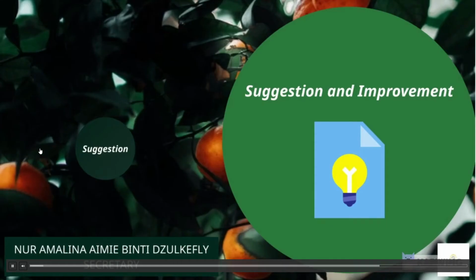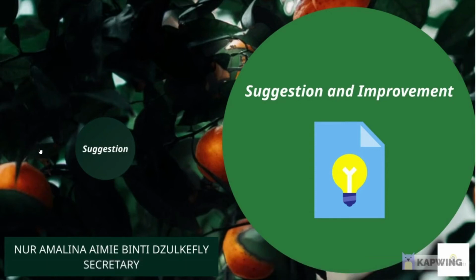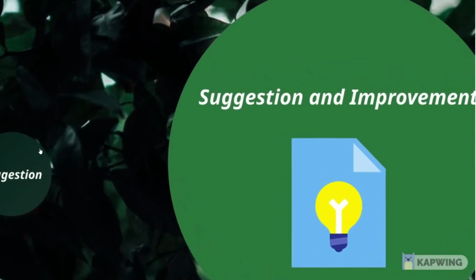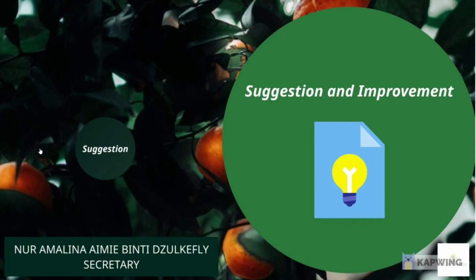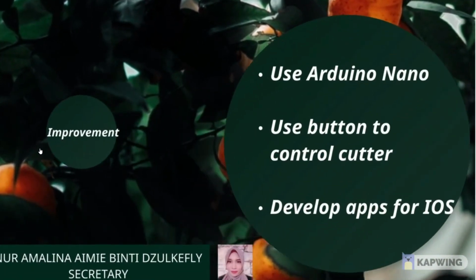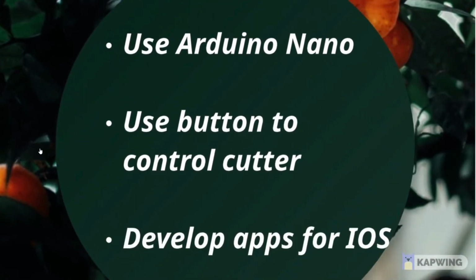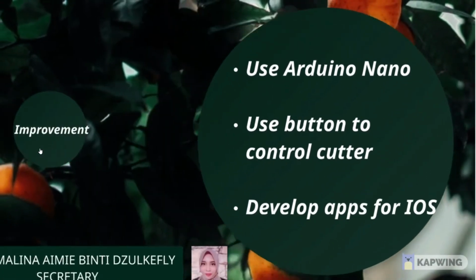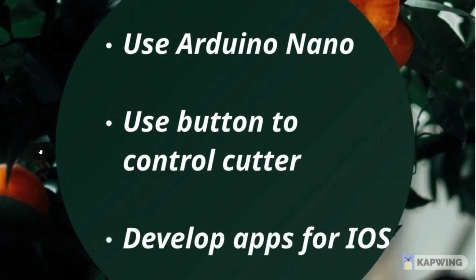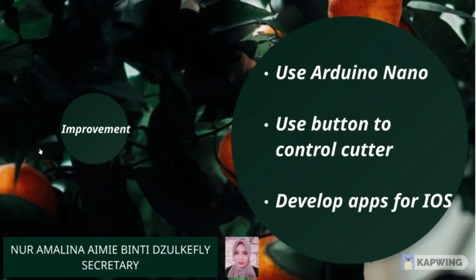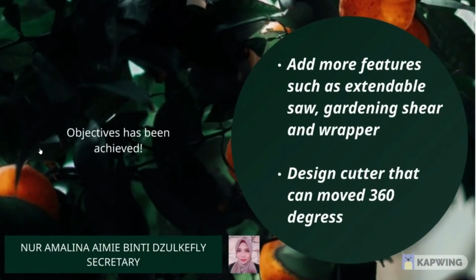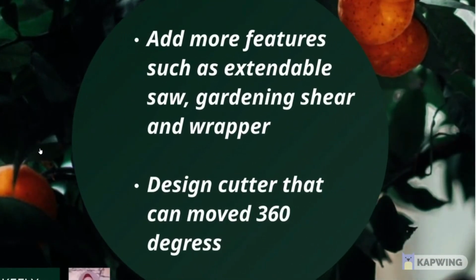Every product must come with suggestions and improvements to make the product more reliable. For suggestions, we can use Arduino Nano instead of Arduino Uno to minimize the cost. Instead of using a remote control, the product can use a button to control the cutter. The app for the Wi-Fi camera needs to be developed for iOS too. For improvements, the pole can have more features added such as an extendable saw, gardening shear, and rake. This product can be more reliable if some features can be added while still being sold at an affordable price.